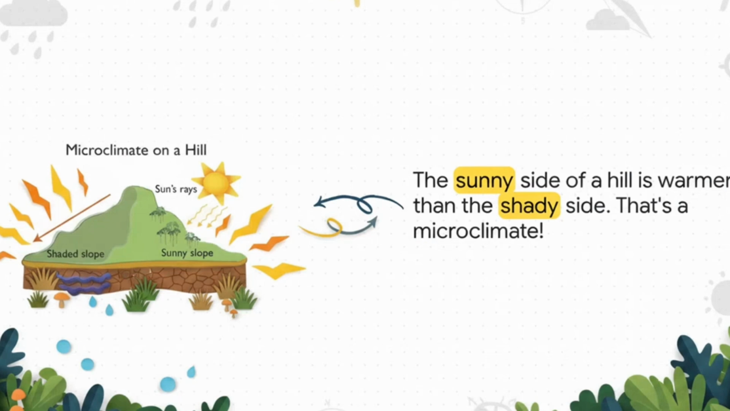Here's a perfect way to see how that works. Just look at this hill. See how the sun's rays are warming up the one side? That makes it warm and dry. But the other side of the hill is in the shade, so it stays cool and a little damp. That's two different microclimates right next to each other.